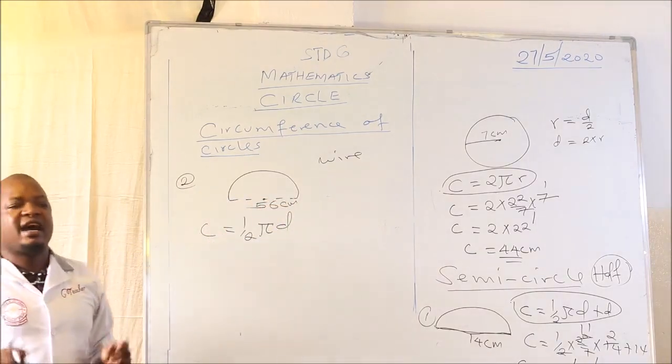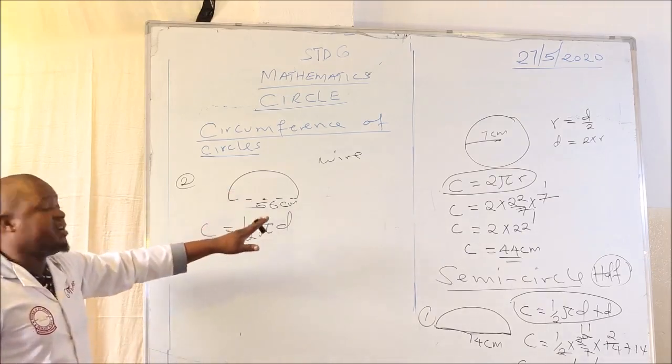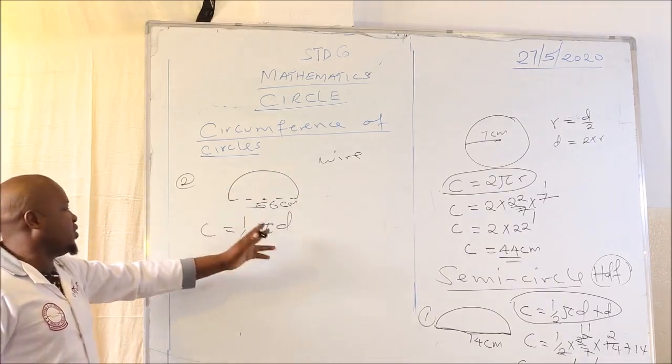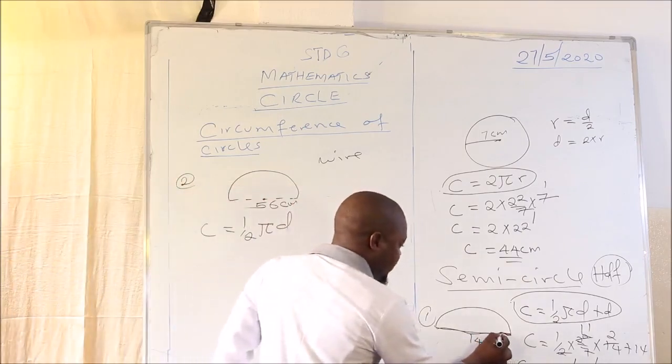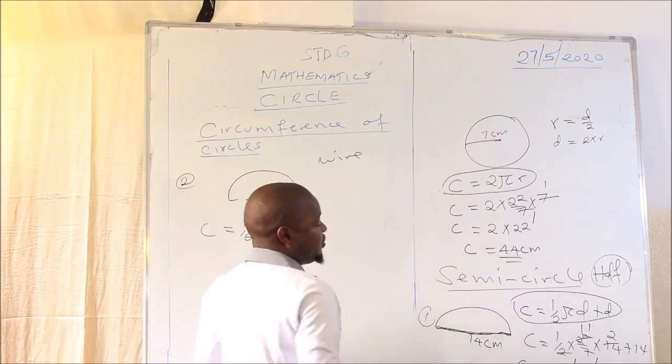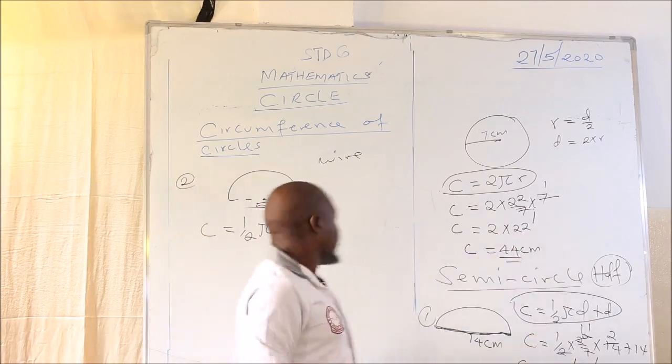So when you are given a semicircle and it is dotted lines, just dotted lines, then you are required not to add d. But when you are given a semicircle with the full line like this, then you are going to take a half pi d plus d.